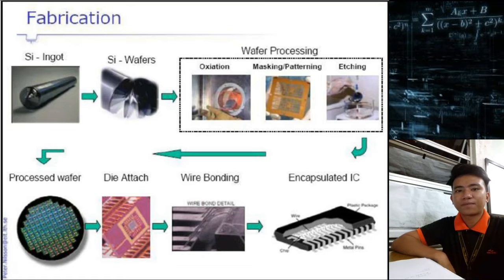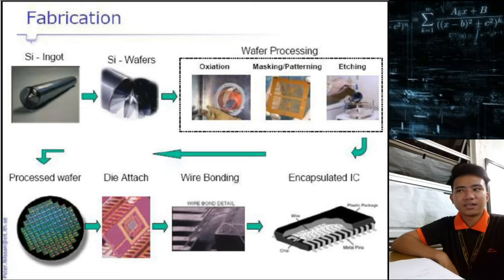fabrication process. First, the silicon ingot is polished into a silicon wafer, and after that it undergoes wafer processing such as oxidation, patterning, and etching. And after that, a completed series of processed wafers is produced.